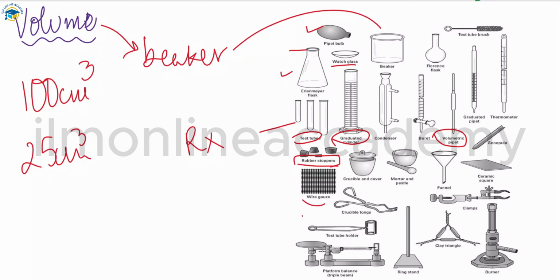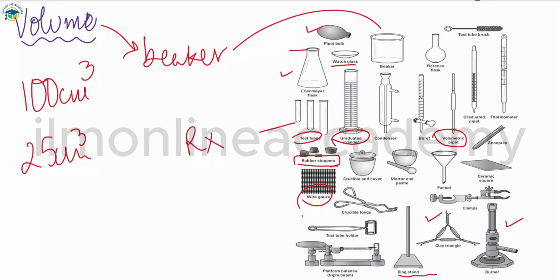Next, we have a wire gauze. Wire gauze is mostly placed on the tripod stand, like you can see here. This is the tripod stand on which we put the wire gauze, and on this wire gauze you put the watch glass or any type of beaker which you want to heat. And the burner, you can see at the end, is mostly used for heating purposes.